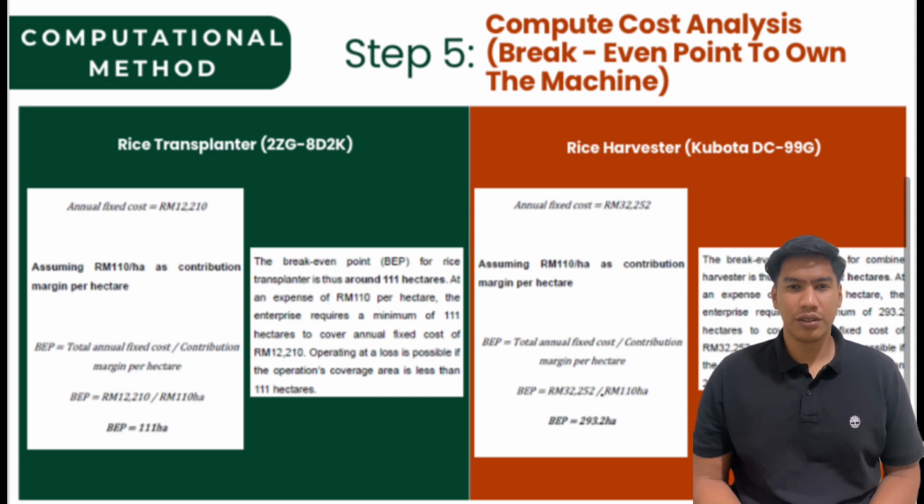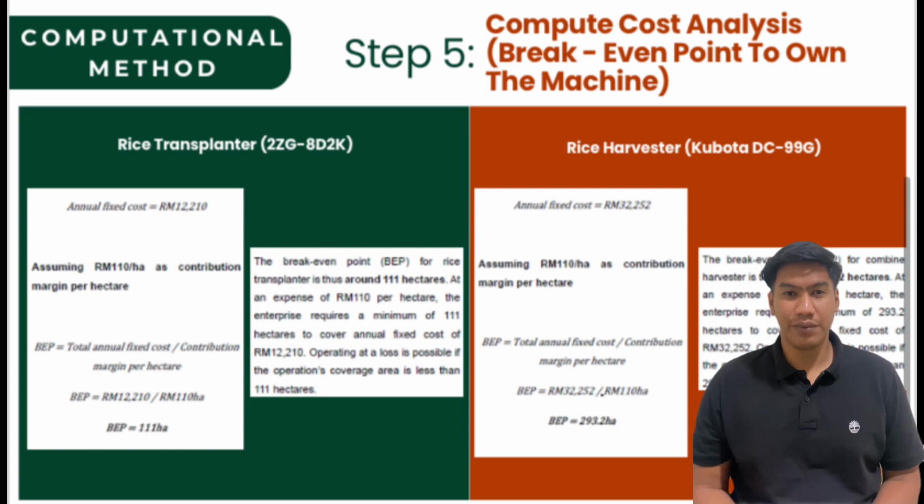In conclusion, the total cost per hectare and the break-even point for both the rice transplanter and combine harvester are analysed to understand the minimum operational scale needed to cover costs. That's all for me. Thank you.